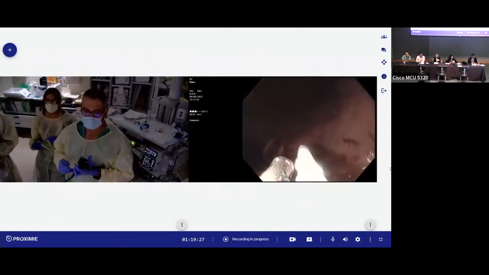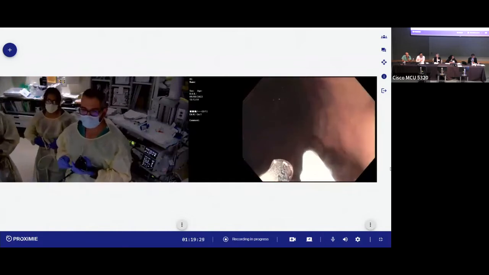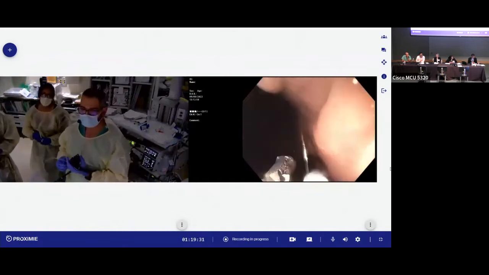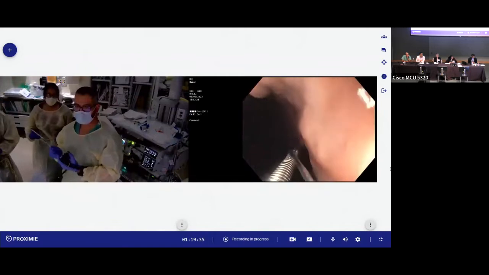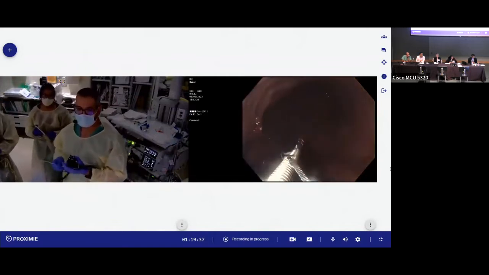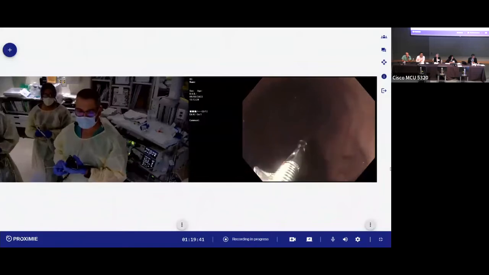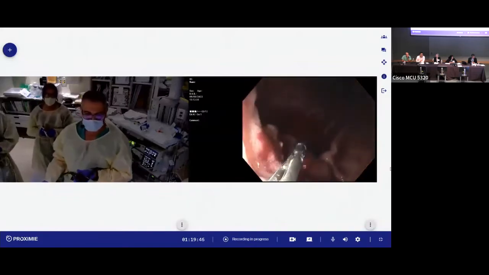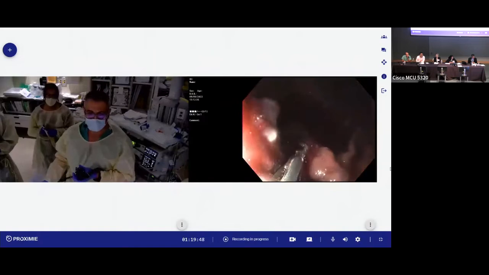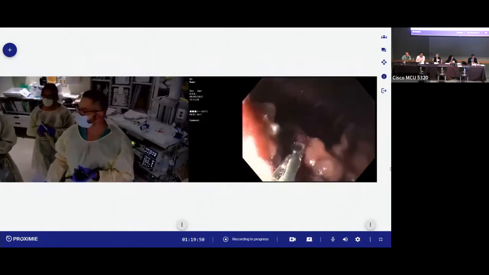We will get the snare. Let's open the snare. And we'll advance the raptor through the snare. So now I have my snare around the raptor. Let's close the snare, but not completely. You don't want to close it so hard because I want to get the raptor to work. And then we'll try to see the lesion. Open the raptor.